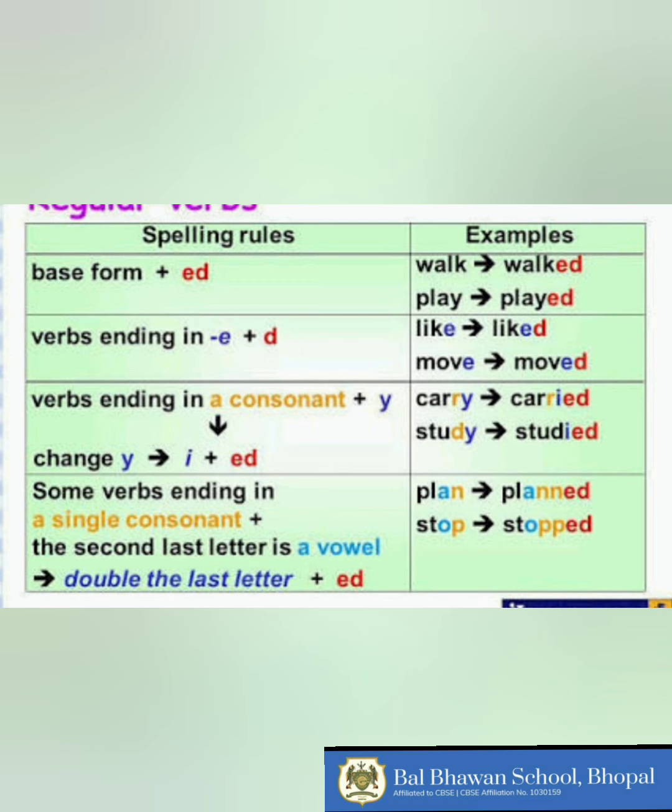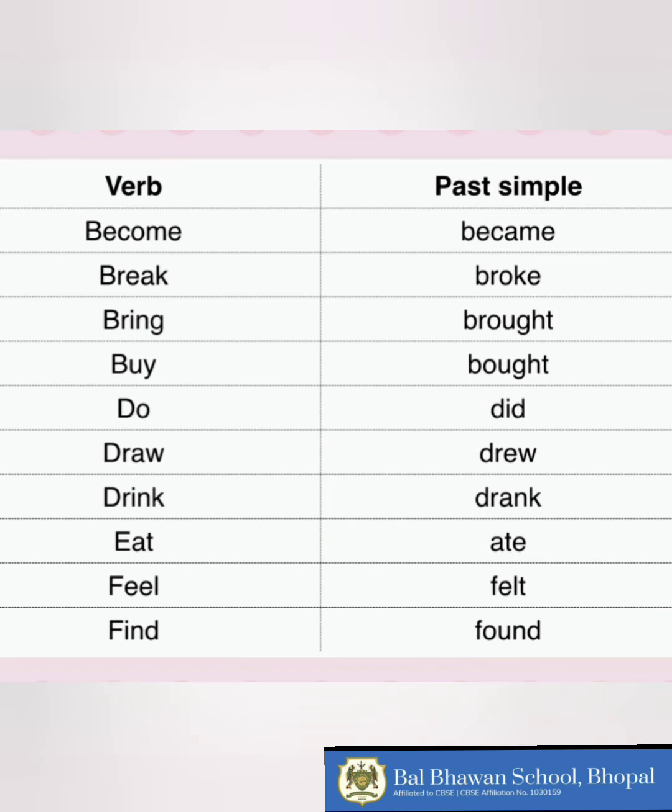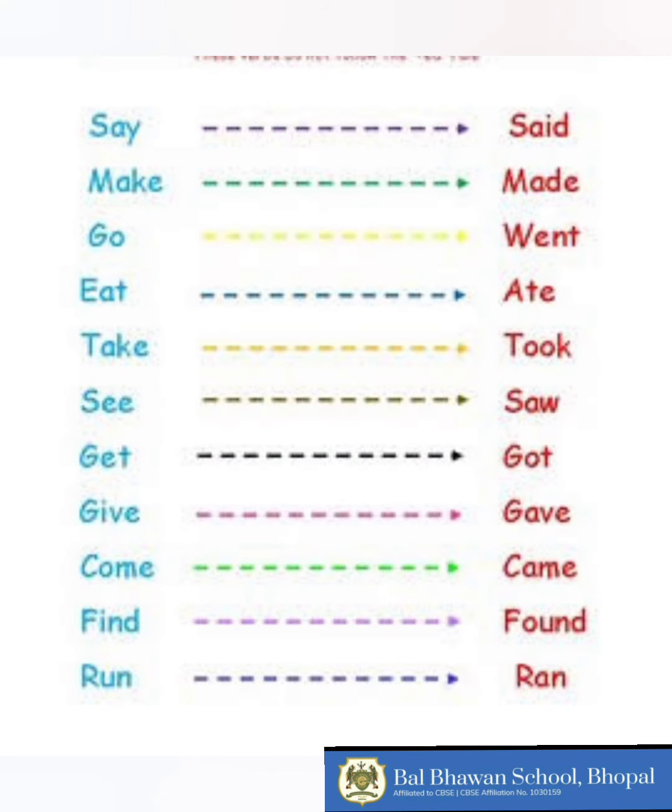Some verbs end in a single consonant, and the second last letter is a vowel. In such cases, the last letter is written again plus ed, like planned and stopped. There are a few more verbs which do not change directly to ed or ied. Instead of that, they have their own forms, like say becomes said, make becomes made. Have a look at these words properly and use them in your sentences wisely.